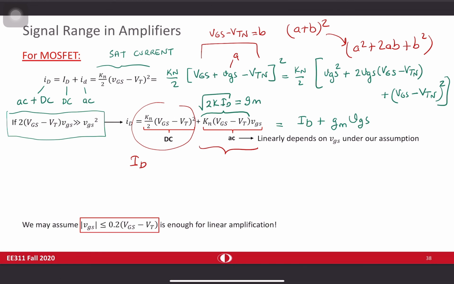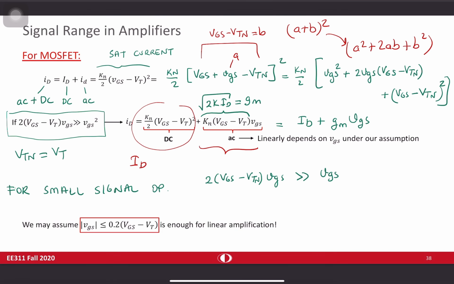So for small signal operation, I can say that. Therefore, for small signal operation, 2 times (VGS minus VTN) times vgs, by the way, VTN is equal to VT, sorry for notations, but they are the same, should be much, much smaller than VGS squared.